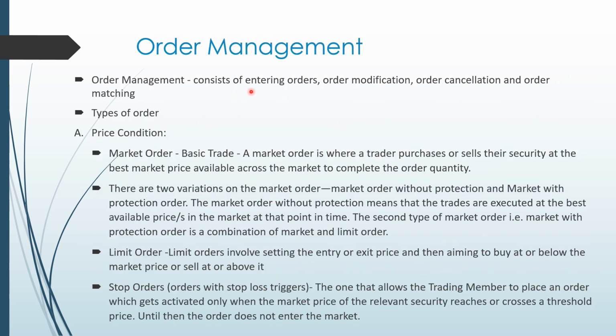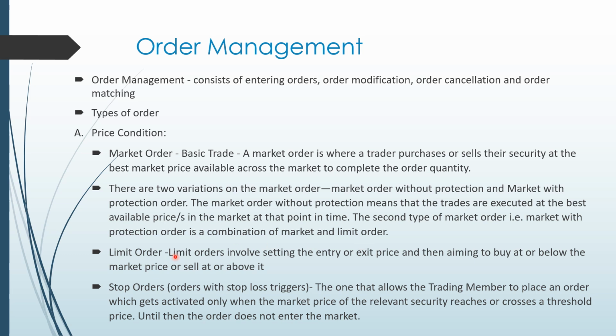Order management consists of entering orders, order modification, order cancellation, and order matching. There are different types of orders, such as market order, which is basic trade. A market order is where the trader purchases or sells the security at the market price. There are two variations on the market order, without protection and with protection. Market order without protection means that the trades are executed at the best available price in the market at that point of time. The market order with protection is a combination of market and limit order.